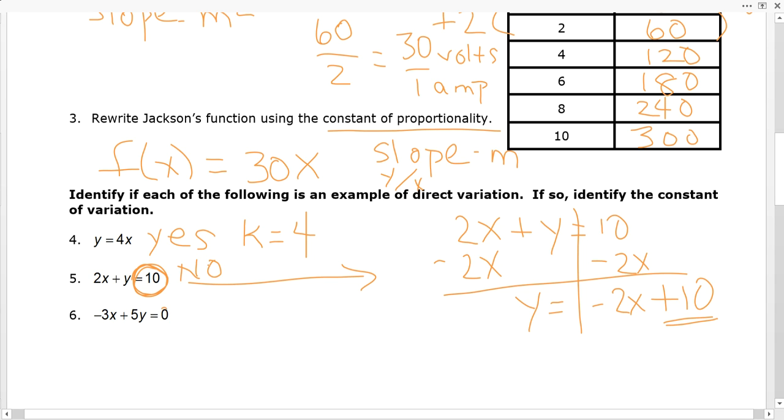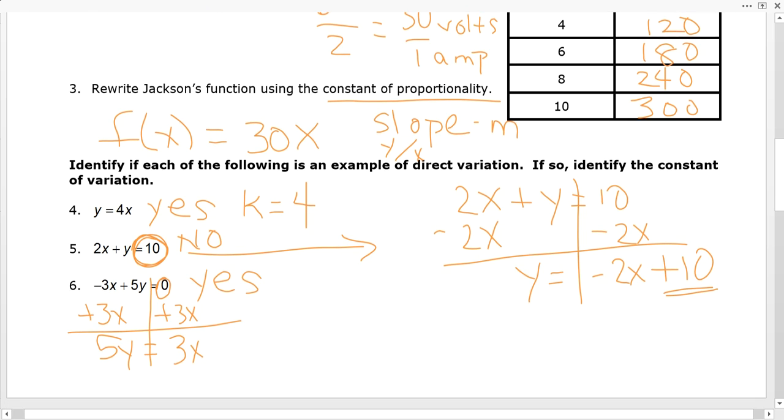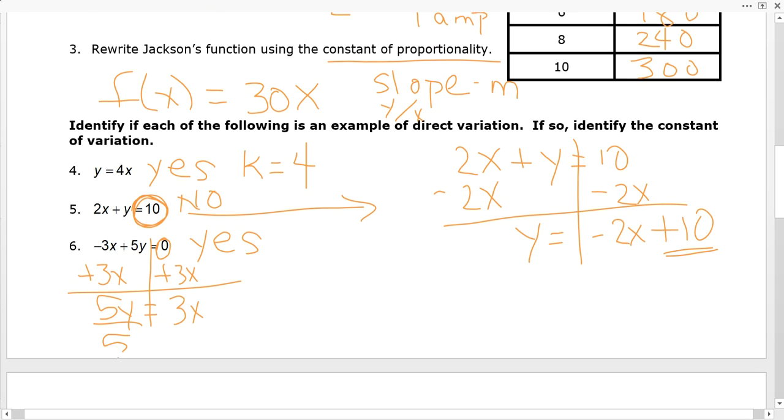Number 6, because there's a 0 right here, is going to be yes. But let's work it out so we can find the constant of proportionality. We're adding 3x to both sides. So we have 5y equals 3x. I'm going to divide both sides by 5. And I end up with y equals 3/5 x. So the constant of proportionality is 3/5.